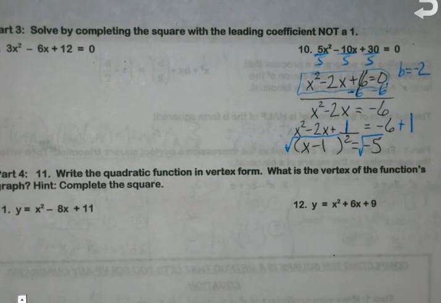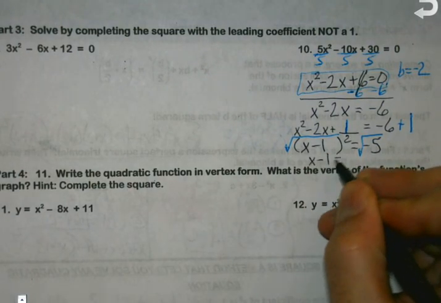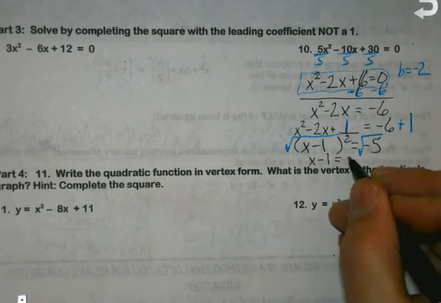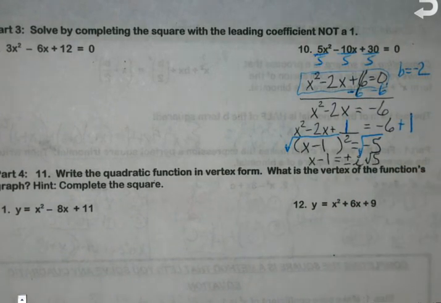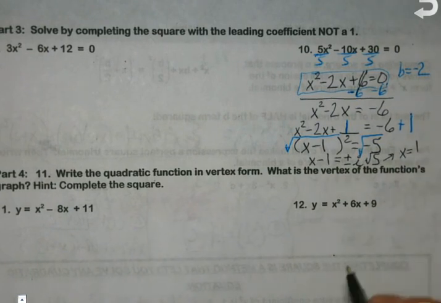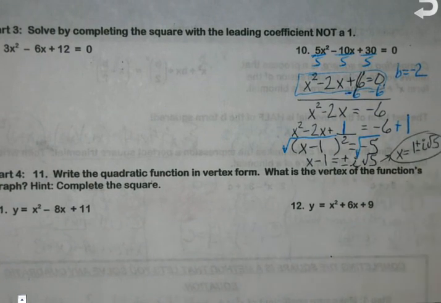Square root. This is starting to get a little tight. X minus 1 equals, what's the right side of my equation going to look like? Plus or minus i square root of 5. Not quite the same as hi 5. And then x is going to be 1 plus or minus i square root of 5. All right. Let me pause this for right now.